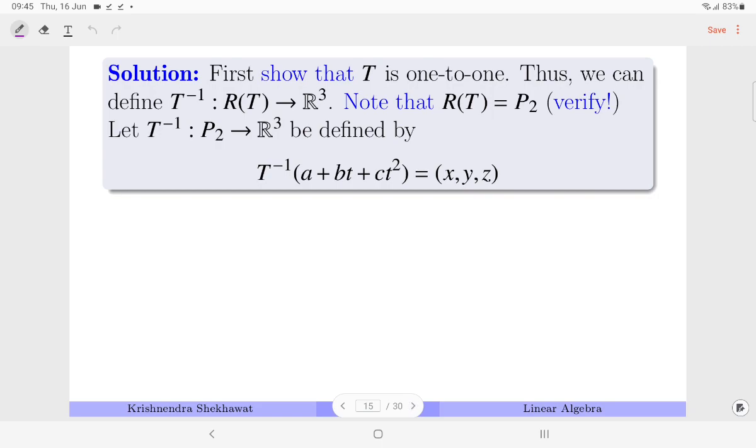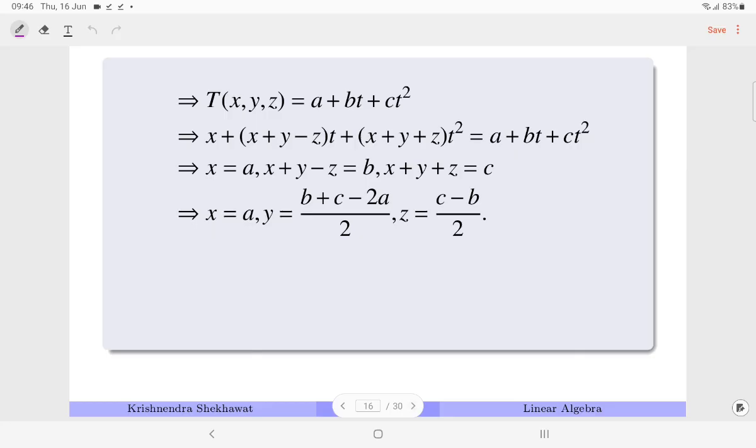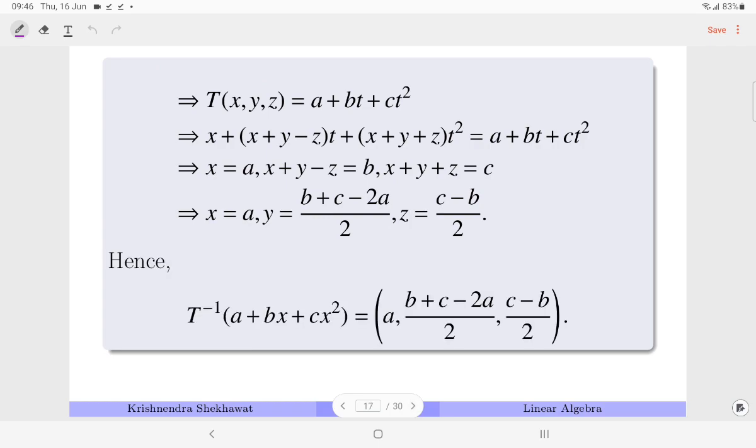T inverse of a plus bt plus ct square is equal to x, y, z, where x, y, z are unknown and we need to find their values. So this is same as T of x, y, z is a plus bt plus ct square. Now we have already been given the value of T of x, y, z. We substitute the value, compare the coefficients on both the sides, and that gives us the values of x, y, z as follows. Once we have the values of x, y, z, the T inverse can be computed like this.